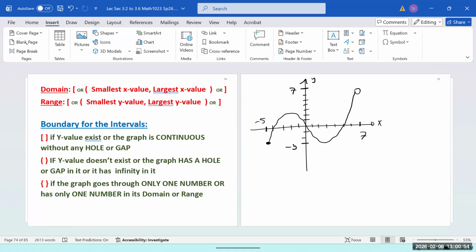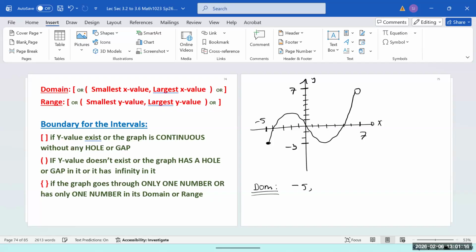So let's say you have a graph. It's a portion of a whole graph. Now, if you observe this graph, let's find the domain. Domain is from smallest x to the largest x. So in this graph, what is the smallest x value you see? -5.